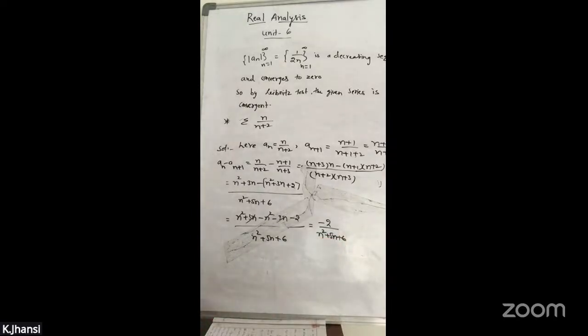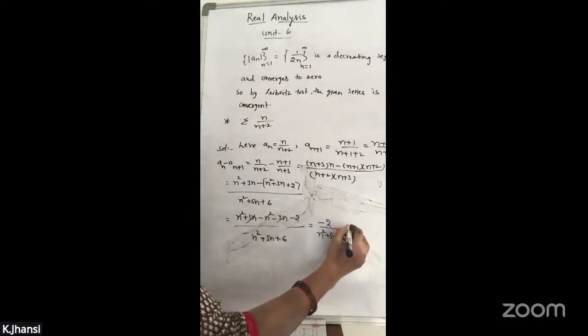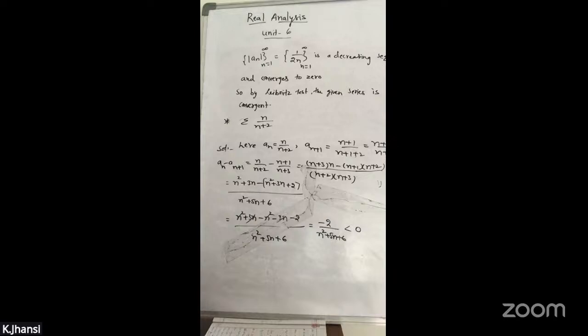This value we got is a negative value, that is, less than 0. Thus an is less than an plus 1. We have seen the definition of a monotonic decreasing function and a monotonic increasing function. Whenever an is less than an plus 1, then it will be a monotonic increasing function.